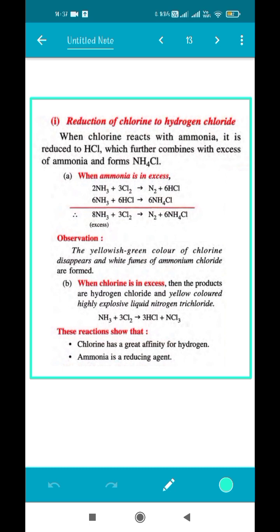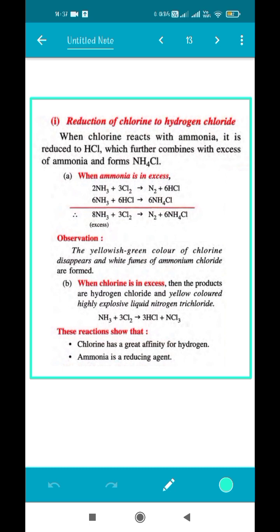So this is the product form. In case ammonia is in excess, we are getting nitrogen gas and ammonium chloride. But when chlorine is in excess, we are getting HCl gas and NCl3, which is an explosive liquid. This NH4Cl, which was formed in the first reaction, like I told you, gives white fumes. We have studied this in the hydrogen chloride chapter, and also at the beginning of this chapter. So we can understand that NH4Cl is formed by seeing the white fumes.